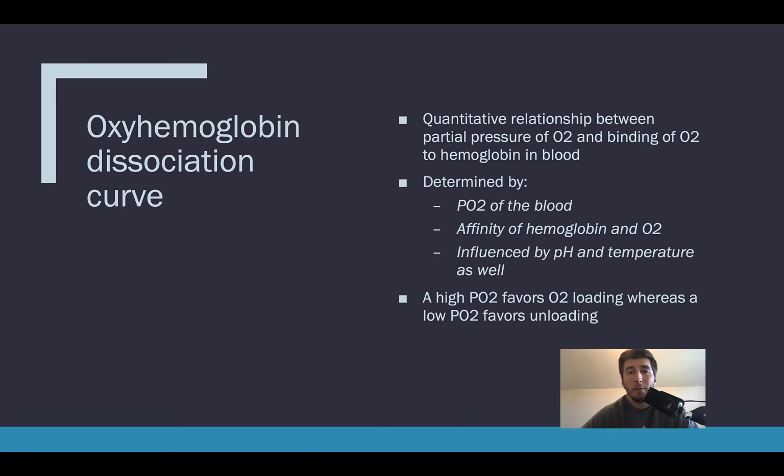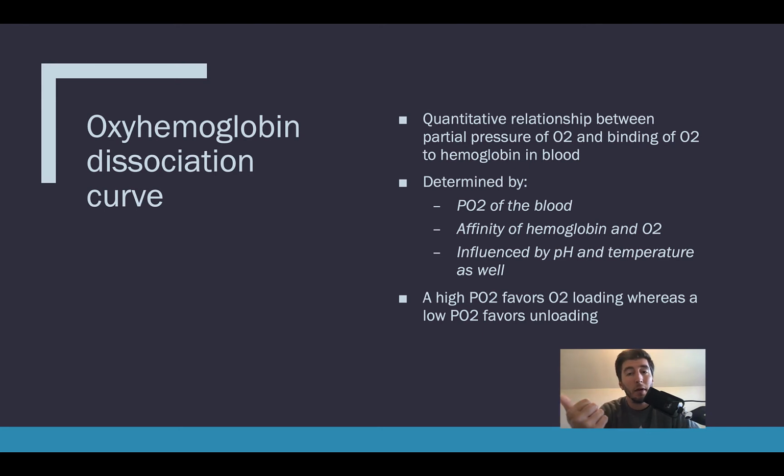Essentially, what the oxyhemoglobin dissociation curve is going to be signaling is a quantitative relationship between partial pressures of oxygen and binding affinity of oxygen to hemoglobin. So how likely the oxygen is to be bound to hemoglobin at various partial pressures, or at various oxygen pressures. How likely is it that oxygen is going to be bound to hemoglobin? If the partial pressure changes, then it's going to facilitate one or the other. It's going to facilitate offloading or onboarding, if you will. It's going to facilitate binding or offloading of the oxygen molecule.